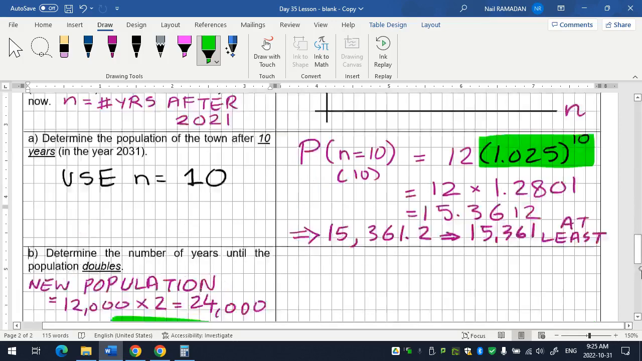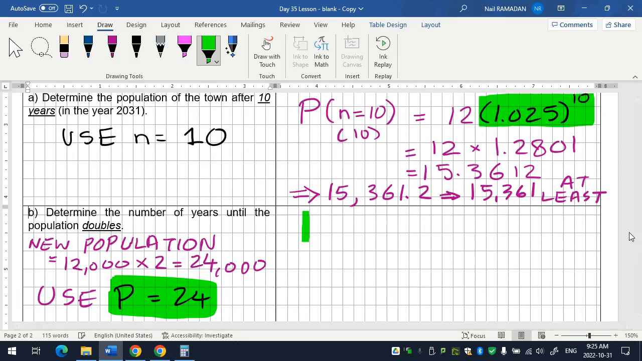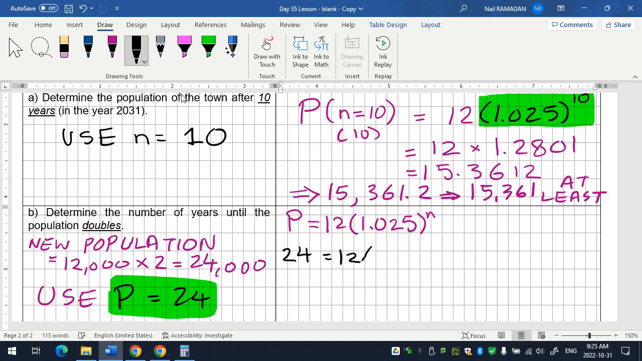So we're going to say this. Look. P, oh, my bad. P equals 12 times 1.025 to the n. Which one of those do I know now? The P. The 24. So 24 is going to go in here. So here's my new line. Everyone, my new line is 24 equals 12 times 1.025 to the n. Nice. I went from two unknowns to one.